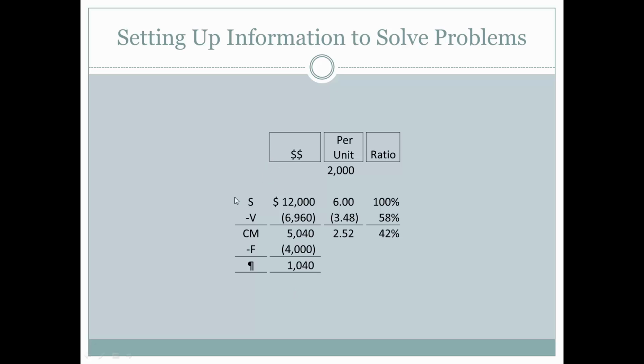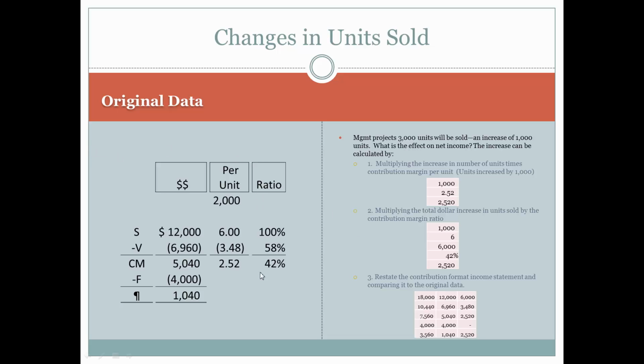We will look at sales minus variable expenses equals the contribution margin minus fixed expenses equals profit. We will look at it on a total dollar basis. We'll also look at it on a per unit basis. These $12,000 in sales represent 2,000 units sold at $6 per unit. Also, we will be able to see some ratio relationships that should remain constant if we properly identified variable expenses and fixed expenses. This is our original data.